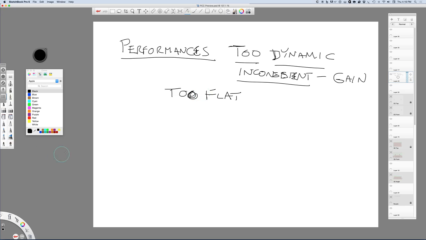So you would think that compression is only about controlling these aspects. It takes those areas that are too dynamic and makes them less dynamic. It takes the inconsistent areas and makes them more consistent. Okay, but dynamics processing can also take things that are too flat and make them more dynamic.